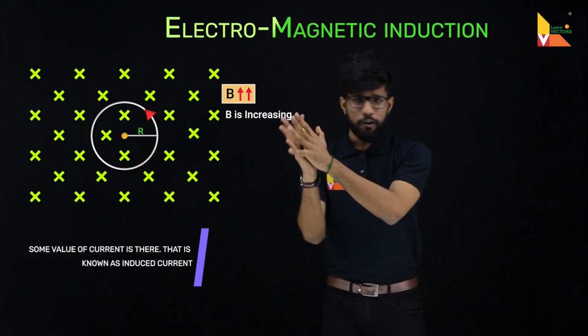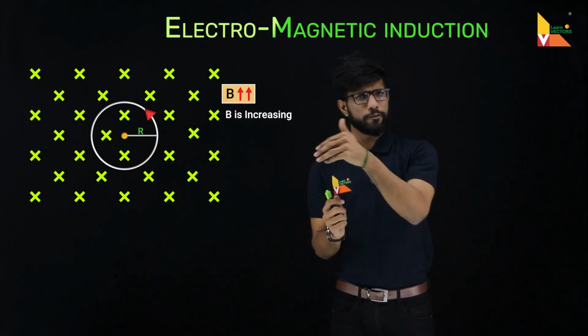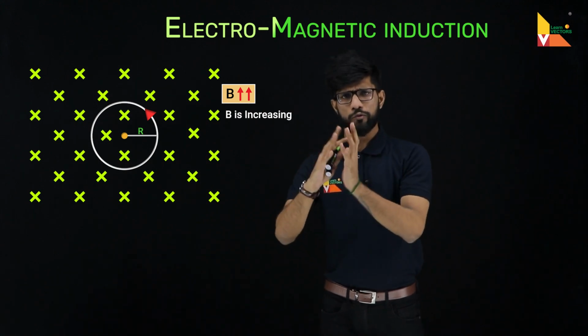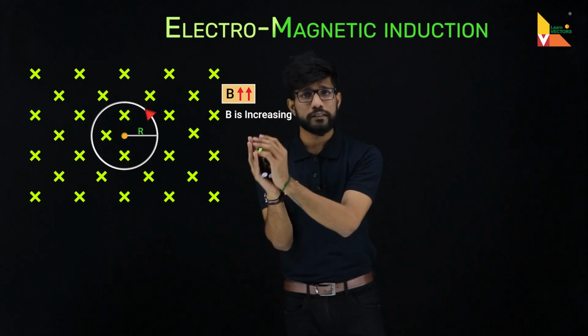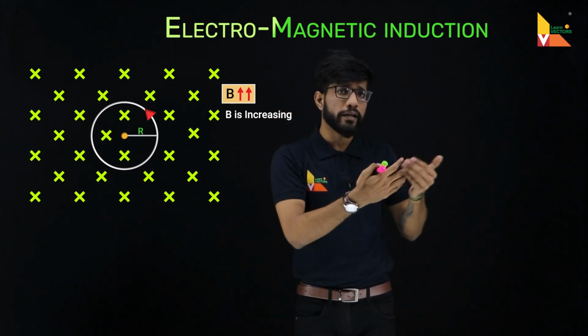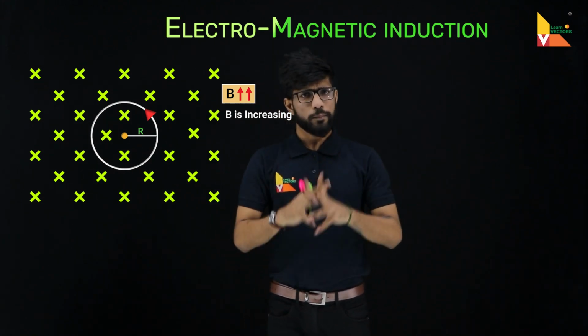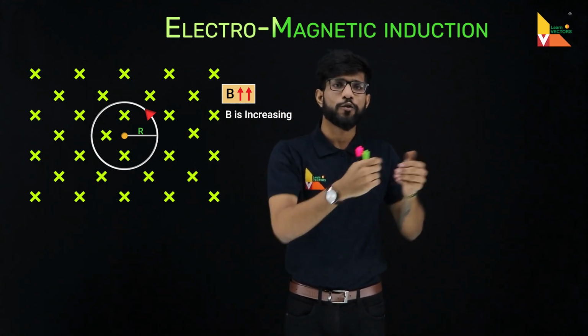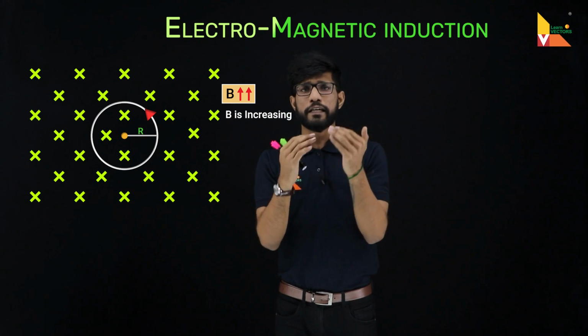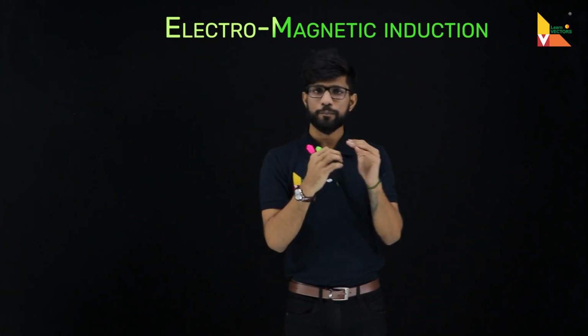So our first observation was that if we change the magnetic field, there was some current that we observed. How much current will be induced, we will see later. But for now, our observation was that if we change the value of magnetic field, there is some current in the loop.